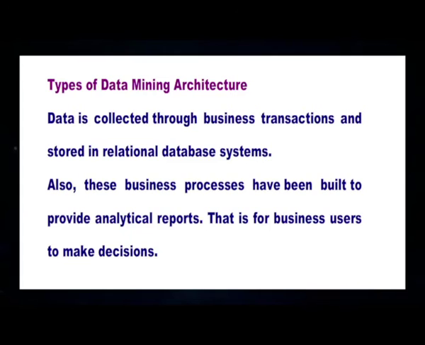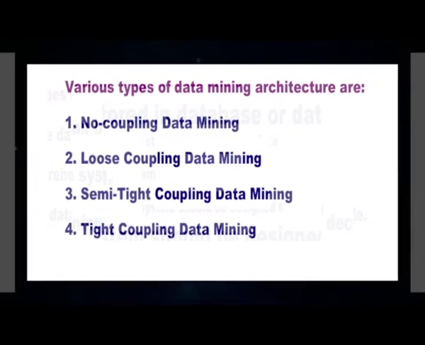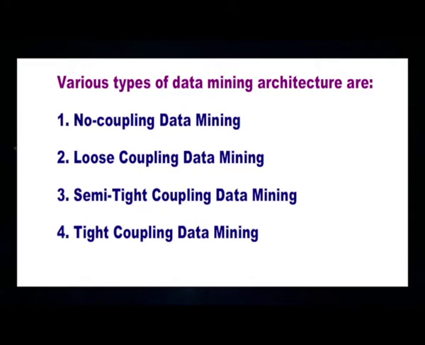Data is collected through business transactions and stored in relational database systems. Also, these business processes have been built to provide analytical reports, that is, for business users to make decisions. The data can be stored in a database or data warehouse system. So, a data mining system should be designed to decouple. Various types of data mining architecture are: number 1, no coupling data mining; number 2, loose coupling data mining; number 3, semi-tight coupling data mining; and finally, tight coupling data mining.